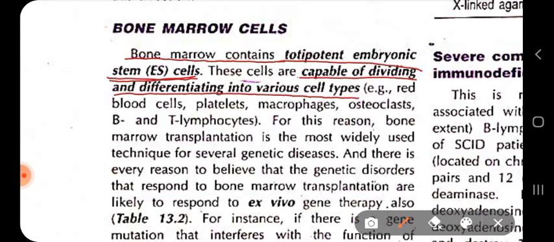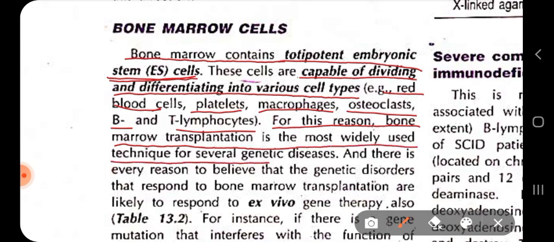So any type of cell can be prepared from this embryonic stem cell, like red blood cells, blood platelets, macrophages, osteoclasts, B lymphocytes and T lymphocytes, which are involved in cell mediated immunity. And for this reason, bone marrow transplantation is the most widely used technique for genetic disease. This is the main reason that we transplant bone marrow, for curing certain genetic diseases.